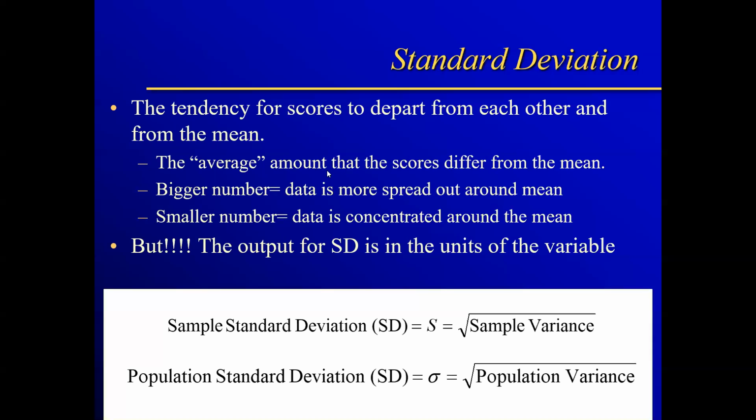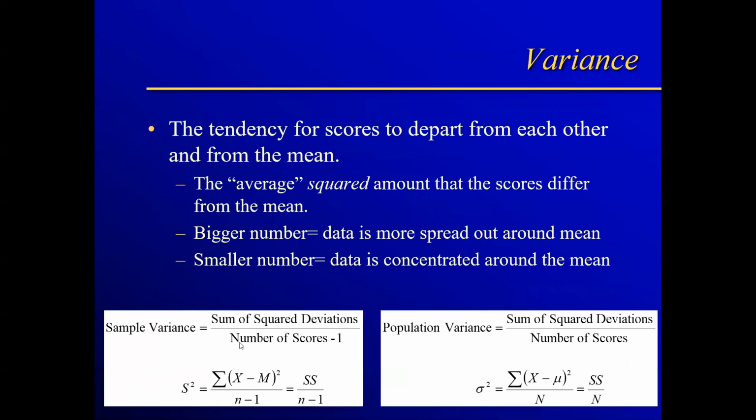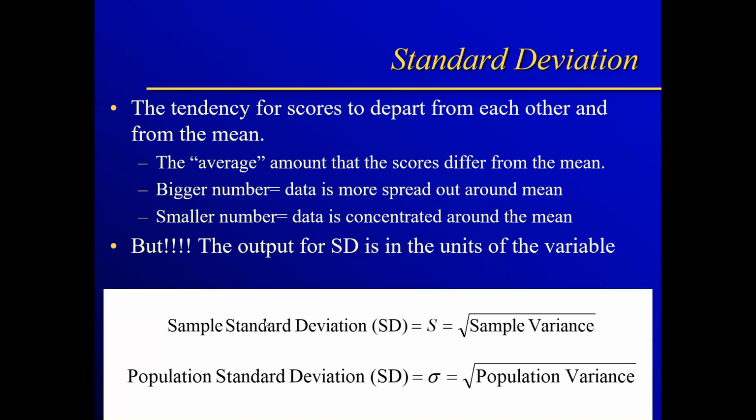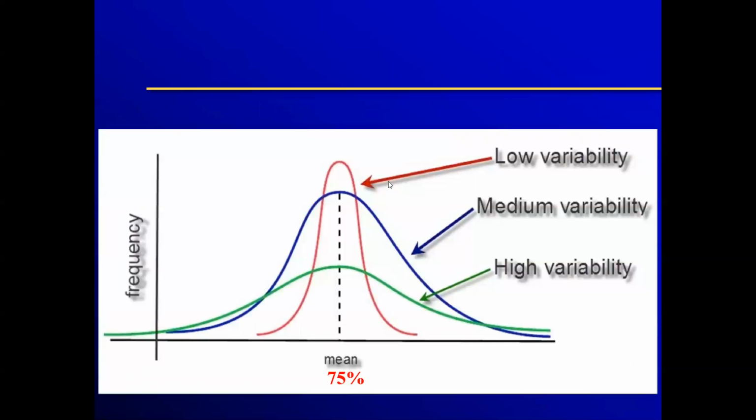So once again, it's the average amount that scores differ from the mean. Bigger number, more spread out; smaller number, not as spread out. And to find this out, you just take the variance and you take the square root of it, and that gives you the standard deviation. All right, enough of the formulas. Let's actually show an example.